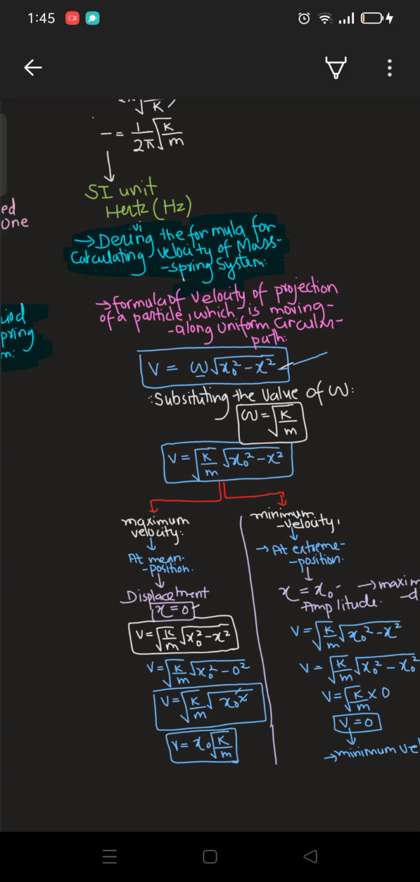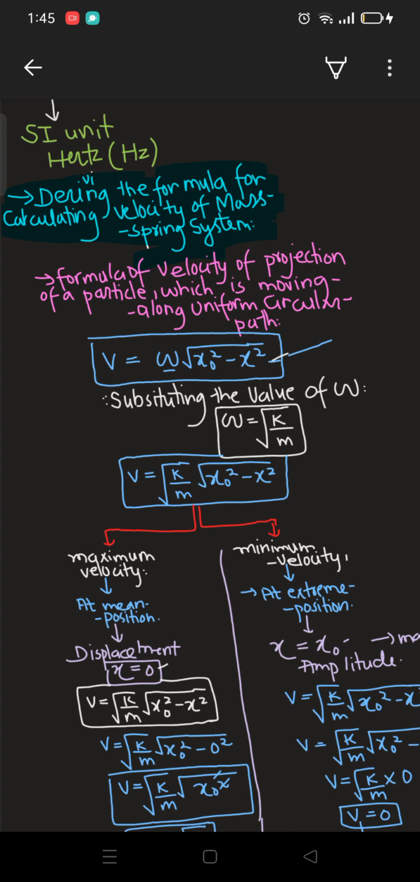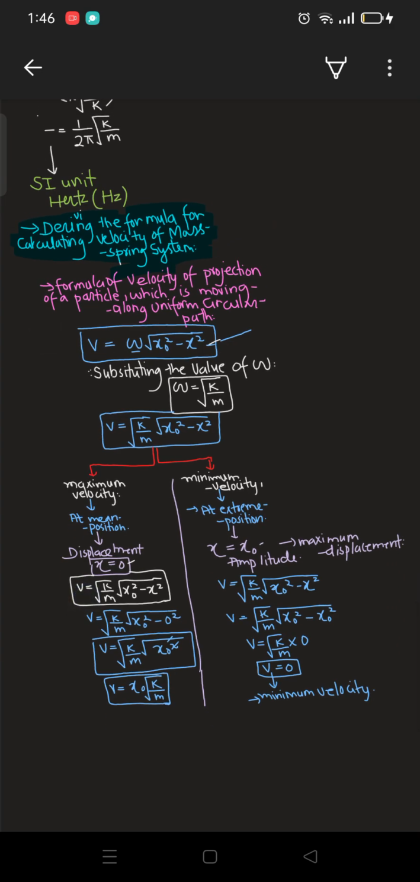by substituting the value of omega, which we calculated by comparing both formulas of acceleration which we got from the connection of uniform circular motion and simple harmonic motion, and the acceleration of the mass spring system. We compared these both formulas and we got the value of omega, which is under root k by m. We just substituted this value in the formula of velocity, which now is under root k by m into under root x naught square minus x square. With the help of this formula, we found our maximum velocity formula and the minimum velocity.